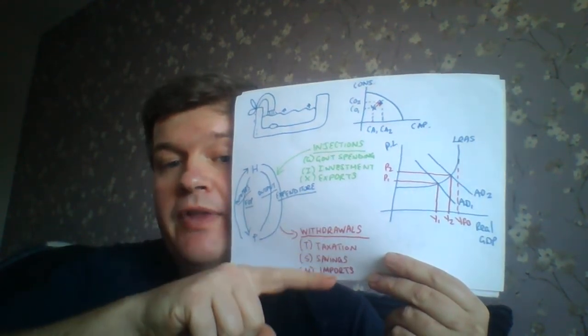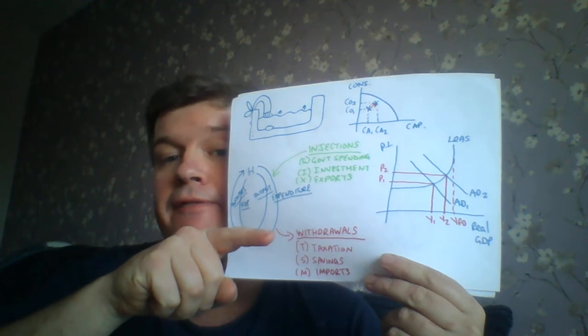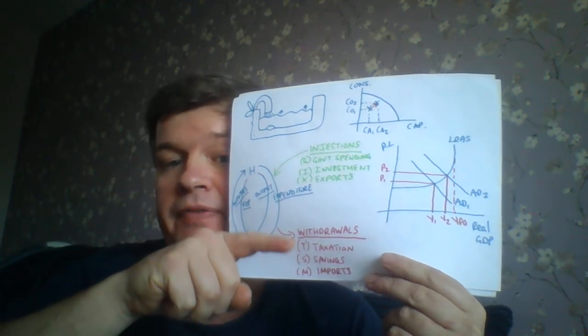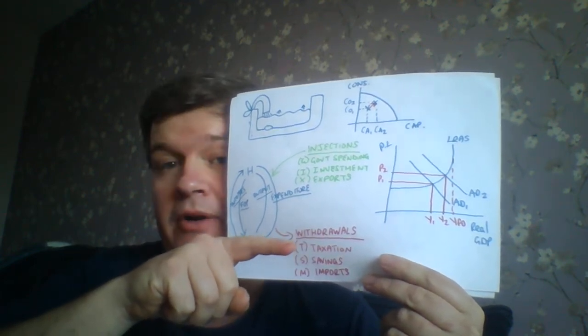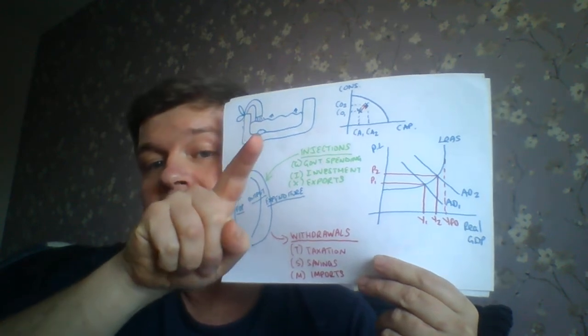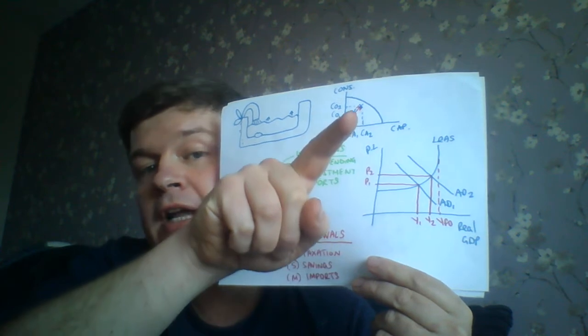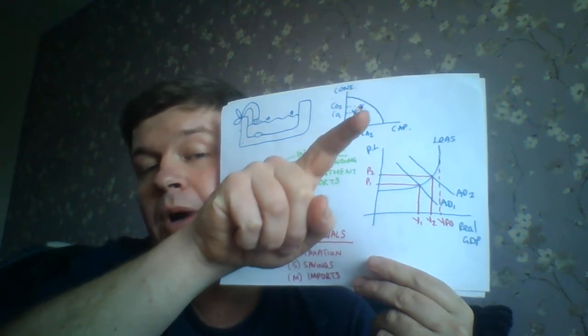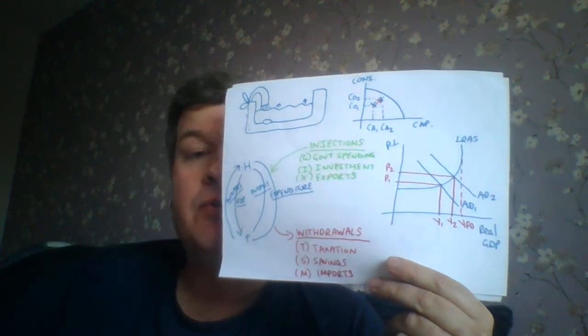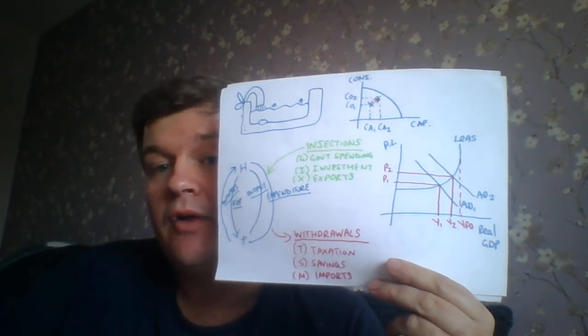The withdrawals, these are the things which will make the circular flow get smaller. So if these increase, assuming ceteris paribus, it means that the water level is going down in the bathtub. AD is moving inwards, the actual output is moving inwards, away from the potential, which would lead to a growth in spare capacity in the economy.